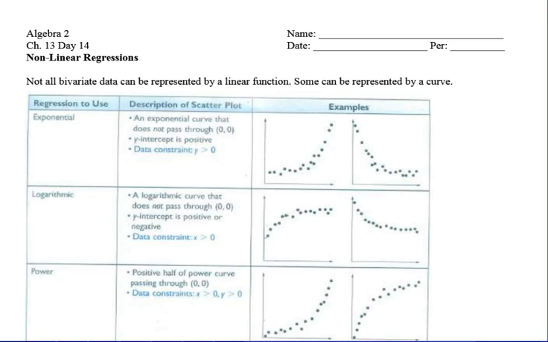We've got many other functions out there, including curves that we've seen already this year. The first one we saw this year was an exponential curve. Remember, exponentials tend to grow very quickly or decay very quickly. An exponential curve does not pass through the origin. The y-intercept is positive, and your y values are always greater than 0. So if I was looking at a scatter plot of something that looked like an exponential function, you would see the exponential curve again tending to increase or decrease rapidly.